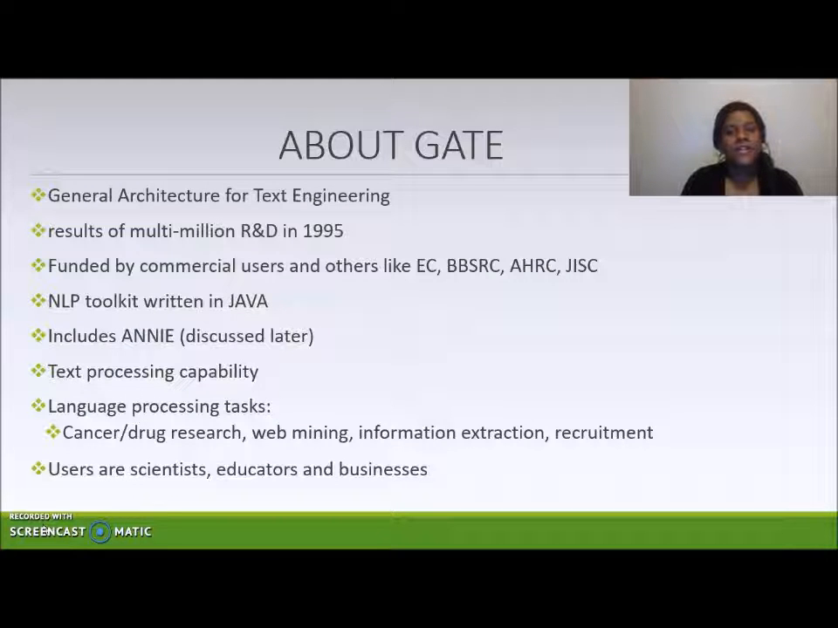Let's first talk about GATE. GATE stands for General Architecture for Text Engineering, and it happened as a result of a multi-million research and development effort in 1995, and is funded by commercial users and others like the EC, BBSRC, AHRC, and JISC. It is a natural language processing toolkit written in Java, and it has a main application named Annie, which we'll discuss later.